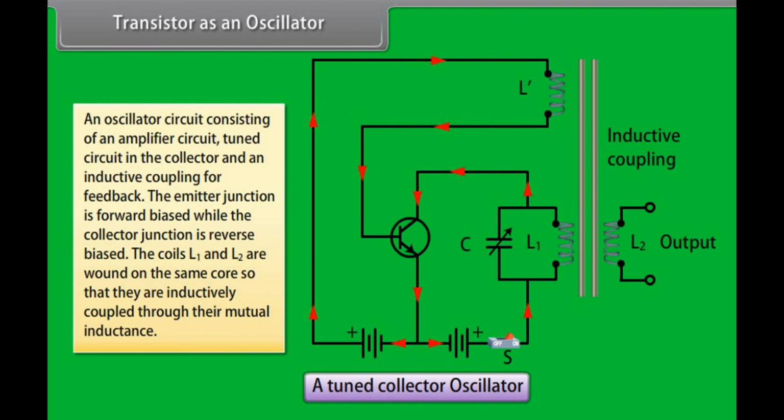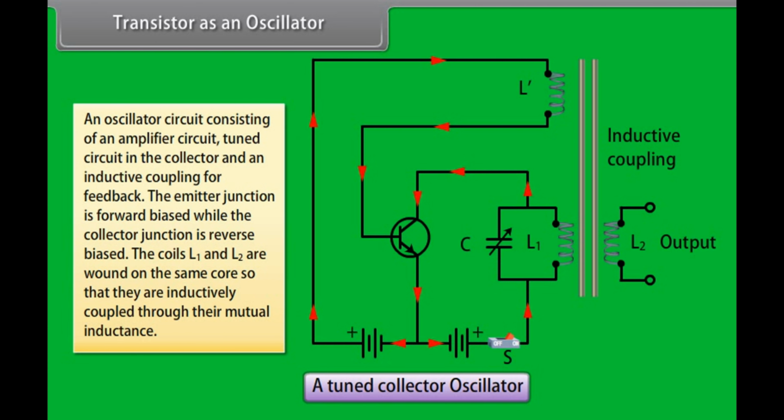An oscillator circuit consisting of an amplifier circuit, tuned circuit in the collector, and an inductive coupling for feedback. The emitter junction is forward biased while the collector junction is reverse biased. The coils L1 and L2 are wound on the same core so that they are inductively coupled through their mutual inductance. On pressing the key, collector current suddenly starts flowing through L1. Consequently, a voltage is induced in coil L, which charges the capacitor C with such a polarity as to support the forward bias of base emitter circuit.